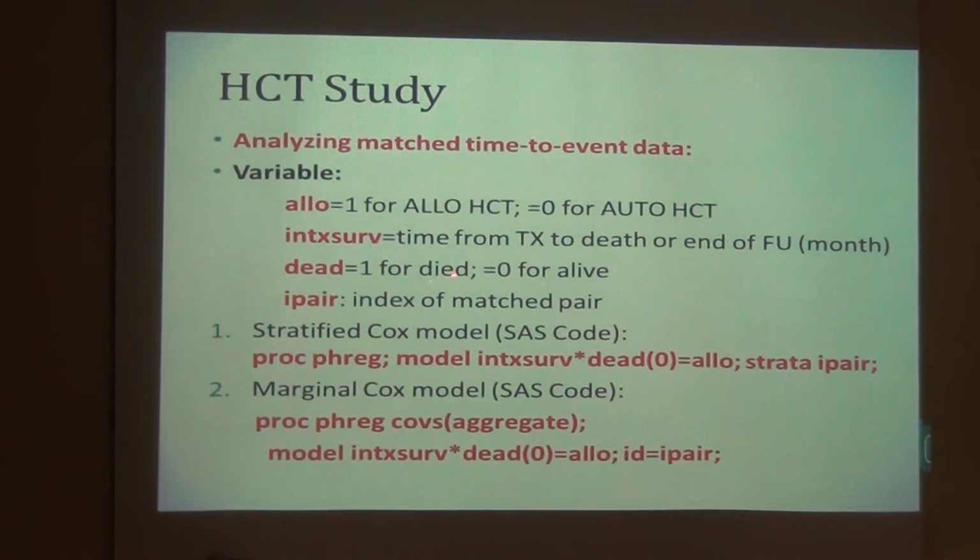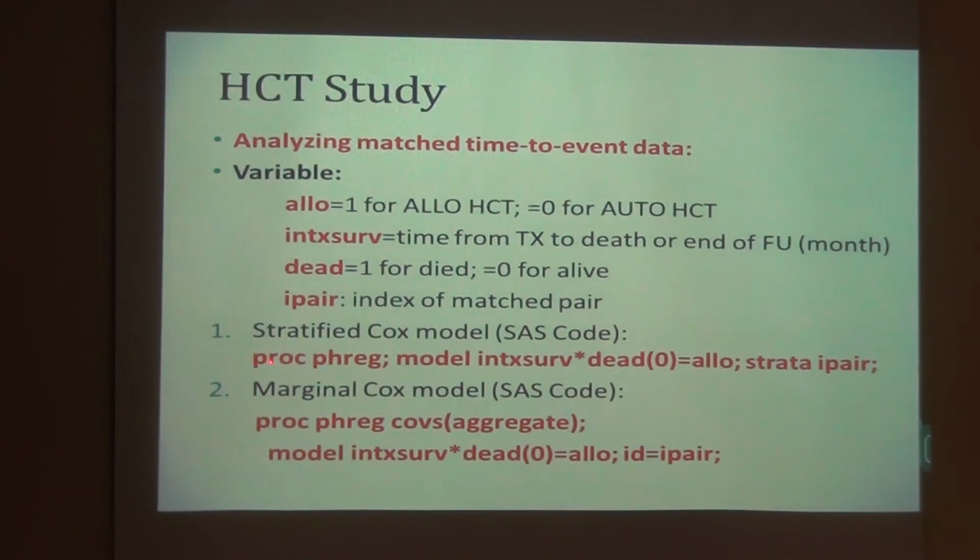Dead equals 1 for died subjects, 0 for alive, and I pair is the index of the matched pair. So it's the first pair, second pair, and so on. If you do stratified ones, I give the SAS code. Other software can probably do this too, but some of those I'm not too familiar with.